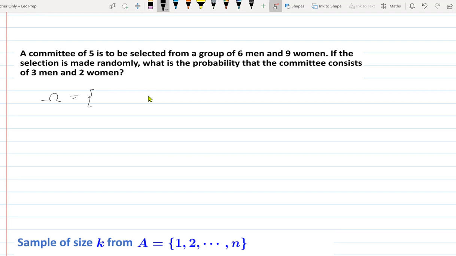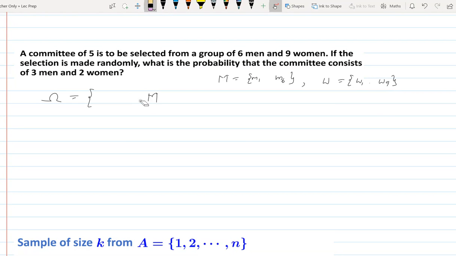Let's say there is a set of men, M, which is a set 1 to 6. And then there is a set of women, a set of 1 to 9. Let's slightly differentiate them: M1 up to M6 and W1 up to W9. And we want a subset of 5.